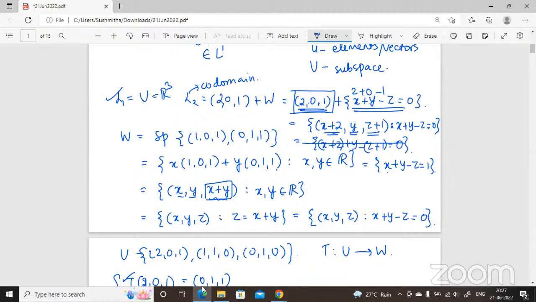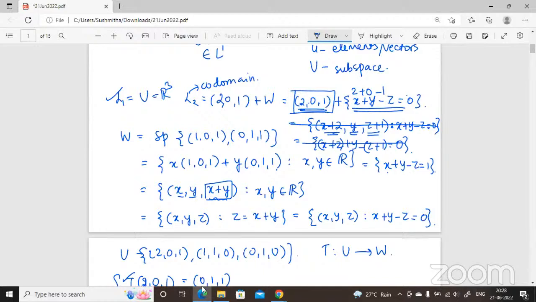Ma'am, I am lost. I'm not getting how you are getting L2. Can you explain it once? Ignore all this. You just put this point on the subspace: 2, 0, 1. Put it here. 2 plus 0 minus 1. Whatever number you get, that will be the number here for the affine space. What is the logic behind this?